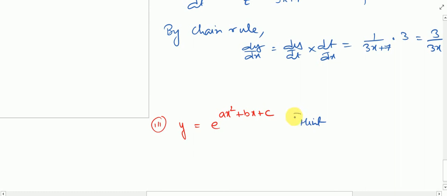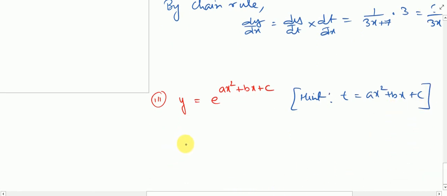Hint, this hint is for chain rule. If you want to use chain rule, then the hint is: you have to put t is equal to ax square plus bx plus c, and then you have to proceed, clear? And I will solve directly.